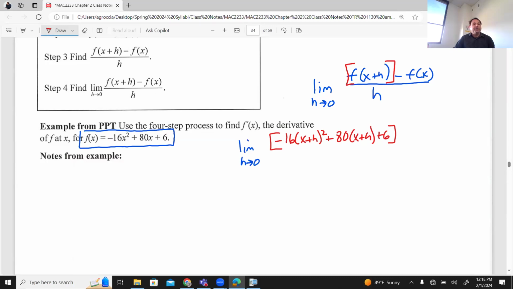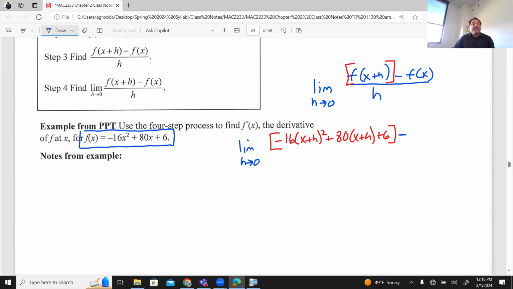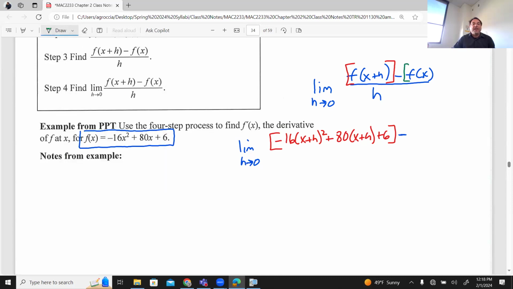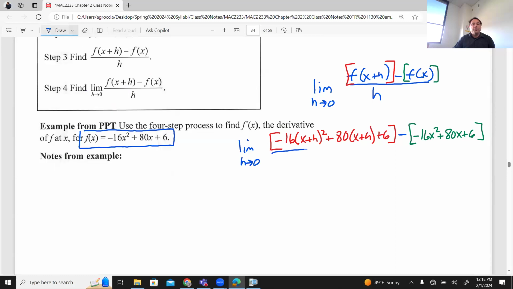Then, again, I'm going to use different colors. The next part of the formula is a minus. And I'll even do this part in green, just to show you a little different. Minus f of x. What is f of x? The original function, which is negative 16x squared plus 80x plus 6. And then we're going to divide all of this by h. So make sure you are comfortable with how I did all of that.